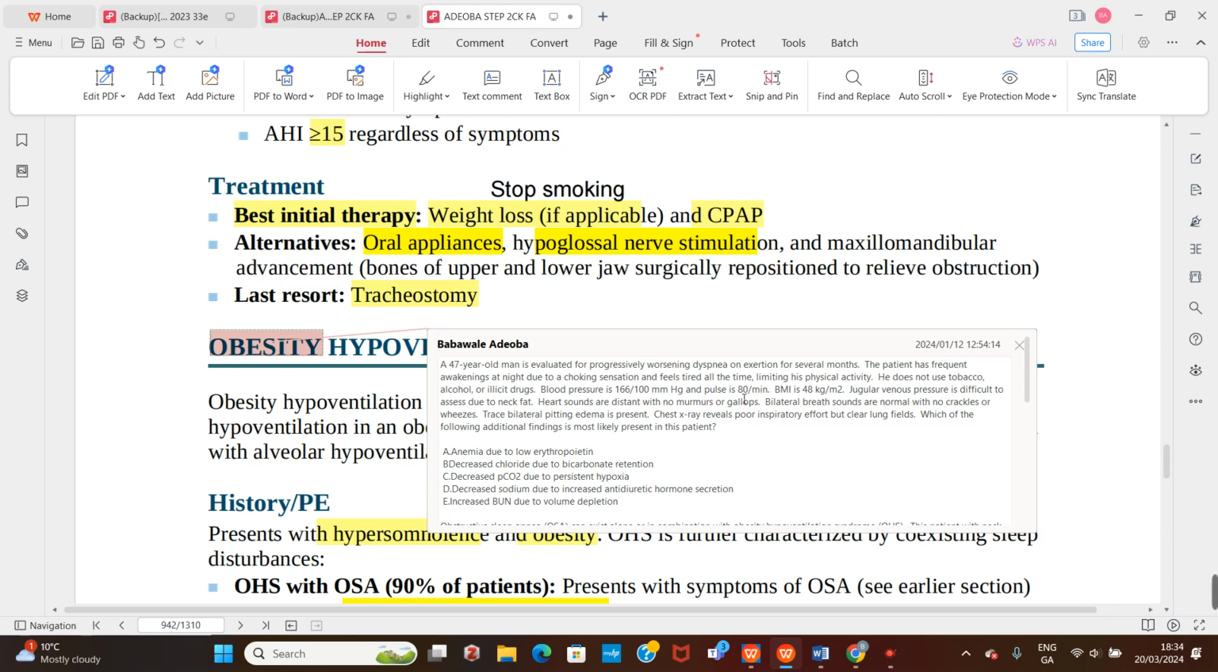Bilateral breath sounds are normal with no crackles or wheeze. Trace bilateral pedal edema is present. Chest X-ray reveals poor inspiratory effort, but clear lung fields. Which of the following additional findings is most likely present in this patient?